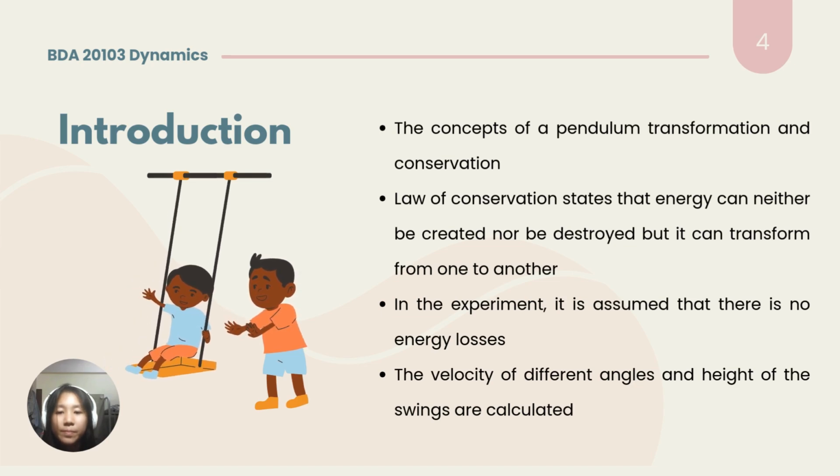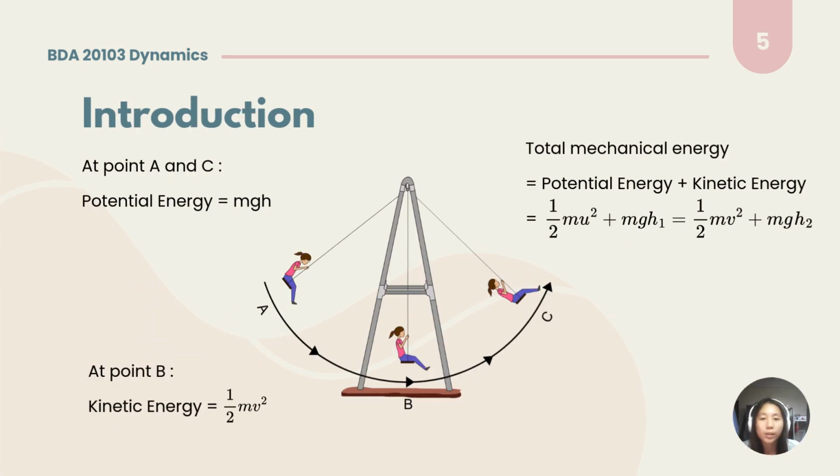From the slide we know that when the swing is released, it will be in three positions: point A, B and also C. At points A and C, the swing has maximum potential energy and minimum kinetic energy. Potential energy is equal to mgh, where m is the mass of the object, g is the acceleration due to gravity, and h is the vertical height from the lowest point.